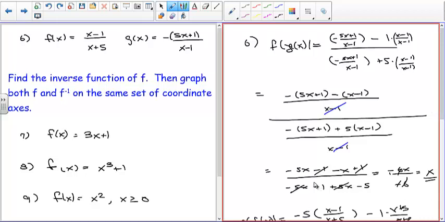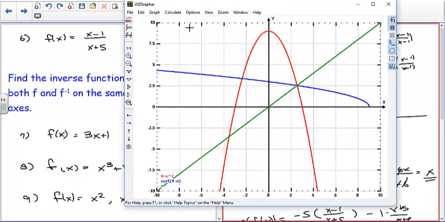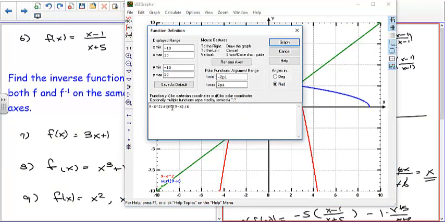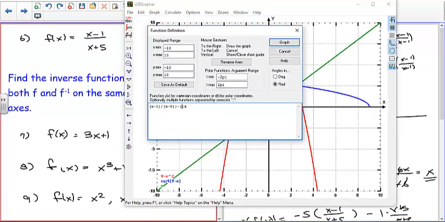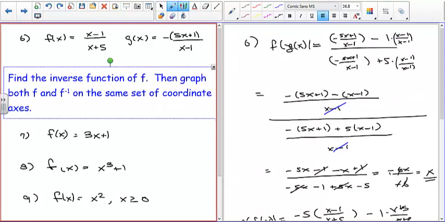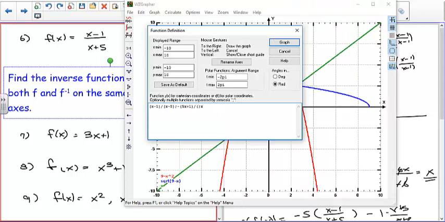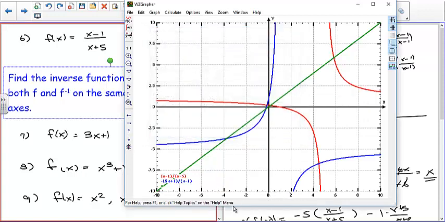Okay, let's plot these things. So this should be exciting. So the first function is going to be x minus 1 divided by x minus 5. And the second function is negative 5x plus 1 divided by x minus 1, and we graph those two, and we get that.